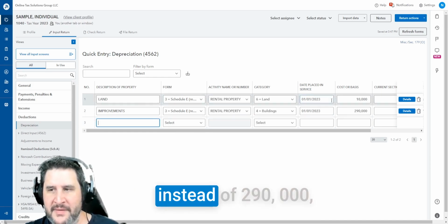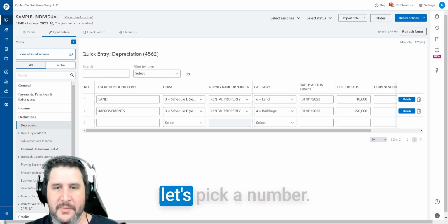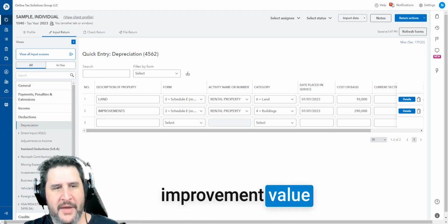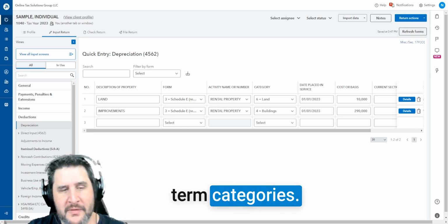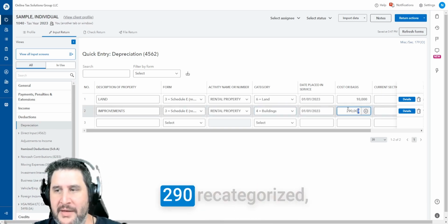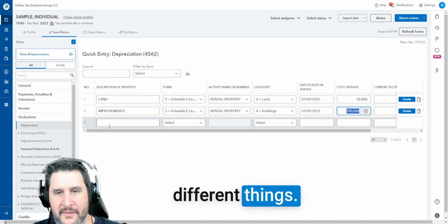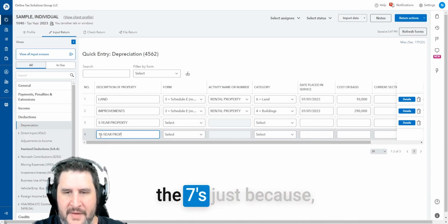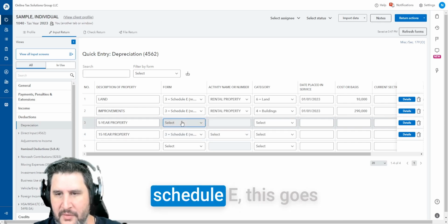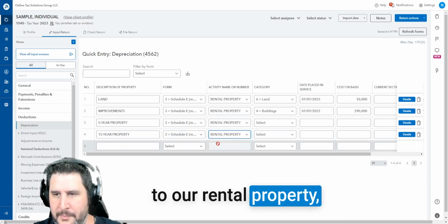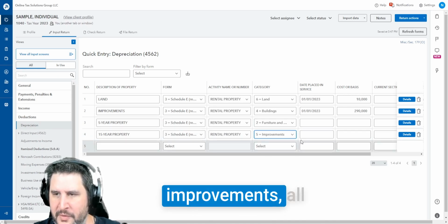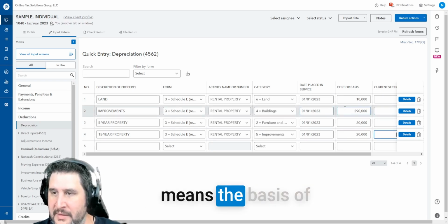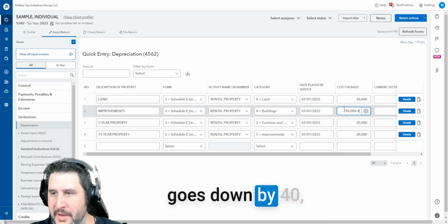So now let's say instead of 290,000, we get, I don't know, pick a number. Oftentimes we'll see 15% ish of the improvement value being segregated into those shorter term categories. So let's say we get 40,000 of the 290 recategorized, segregated into different things. So we'll call this 5 year property and we'll call it 15 year property. I'm going to skip the sevens just because. And this goes on Schedule E. This goes to our rental property. This is furniture and fixtures, and this is improvements, all the same dates. And we're going to put 20,000 in each, which means the basis of the improvements goes down by $40,000.